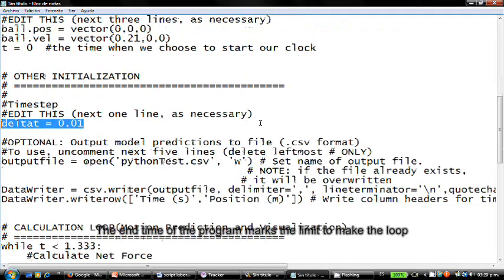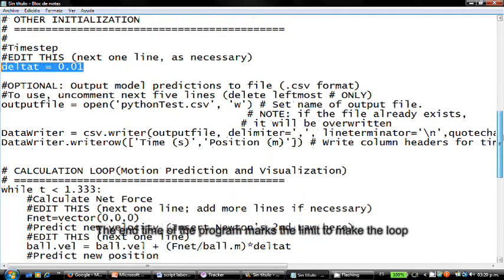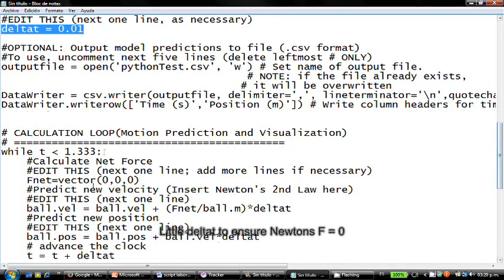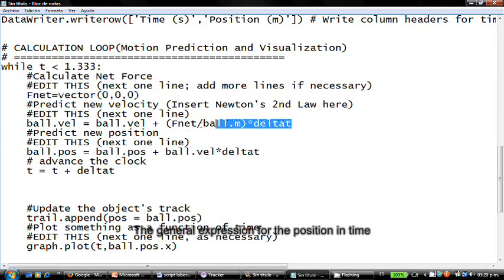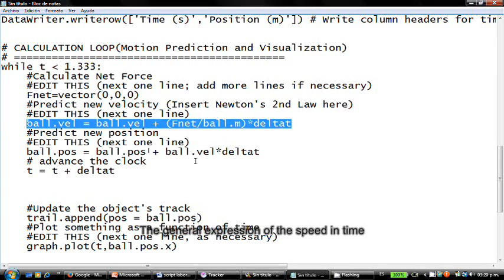Delta is small, to ensure Newton's force equals zero. The end time of the program marks the limit of the loop. The force applied is null. The general expression for the position in time, and the general expression of the speed in time.